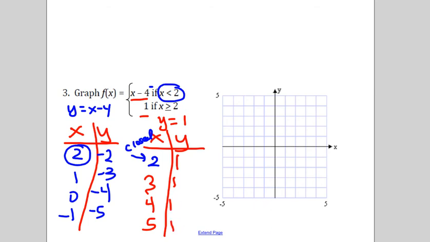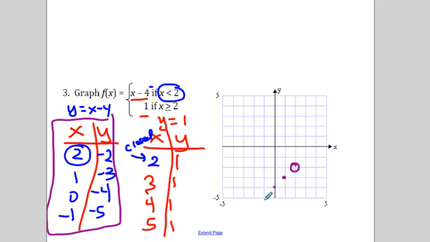Okay. So let's go ahead and graph this. I'm going to put this one in this purple color. So open circle at 2, negative 2. Then 1, negative 3. 0, negative 4. The rest of them are closed. 1, negative 5. Notice all my points are going here, so I draw the arrow going in that direction. It's only going in one direction when you do a piecewise, and it's for x less than 2.